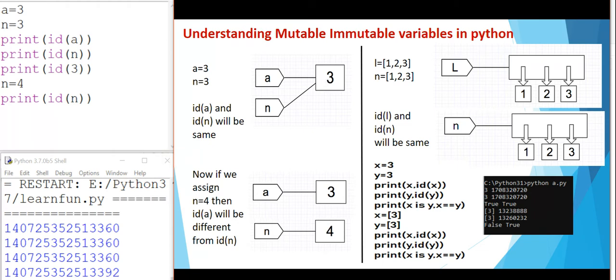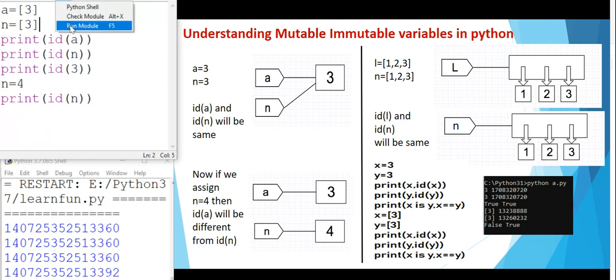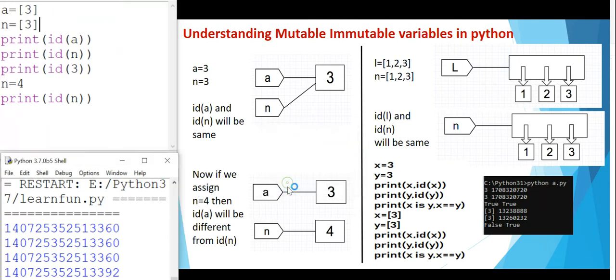When I say n is equal to 4, now n is pointing to some other memory location where 4 is stored. This is not true when I am talking about a list. Even if they have the same values, a is having a list with only one element 3 and n is also having only one element 3. In spite of this, when I run the code, it will give me different IDs.